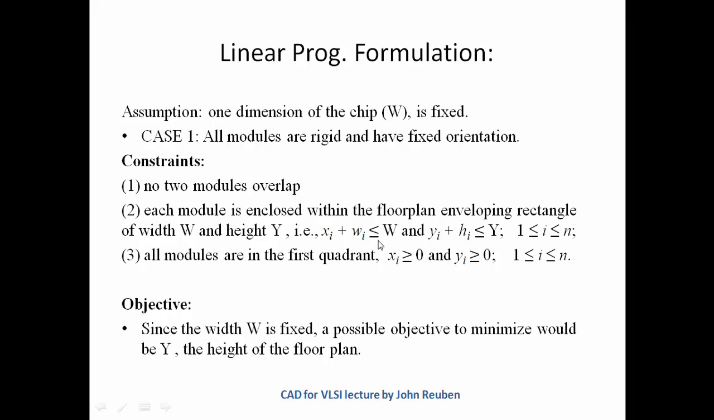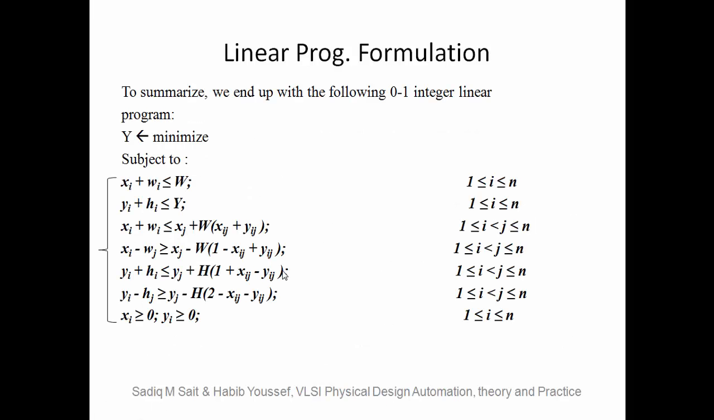So that can be ensured by this: for any module i, the x coordinate of the lower left corner plus the width must be lesser than the total width of the floor plan. Similarly, yi plus hi must be lesser than Y, but this Y is variable, and all the modules are in the first quadrant, right?